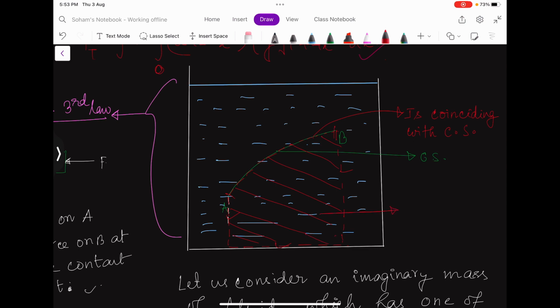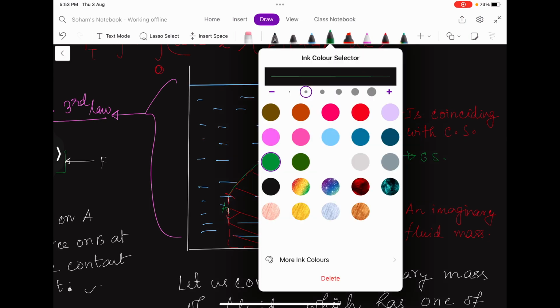So this is an imaginary fluid mass. Fine. But do we have this choice only? I can see another choice.